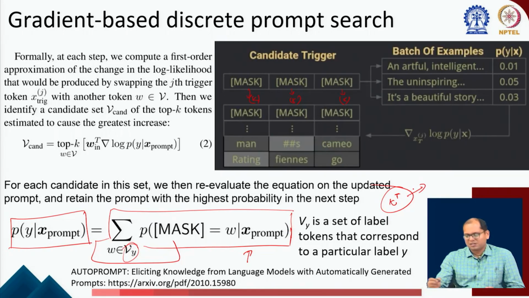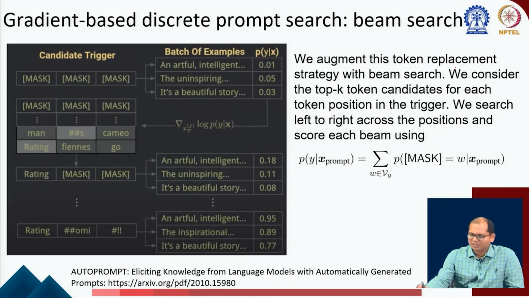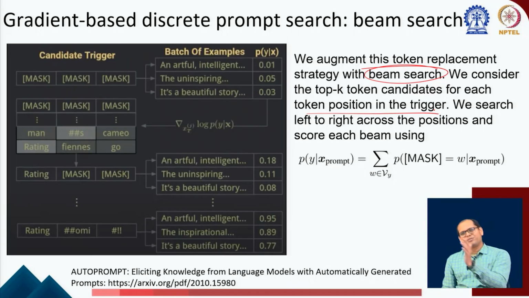But can I simplify this further rather than doing k to the power t? They said this scenario is very similar to beam search. Rather than an exhaustive search over each top k, you can use a beam. So you can augment this replacement strategy with beam search. You take the top k token candidates for each position and search left to right. You maintain the top k on the left, and from each of them you expand k candidates, so that you only keep k sequences at each step. For each sequence you compute this probability.